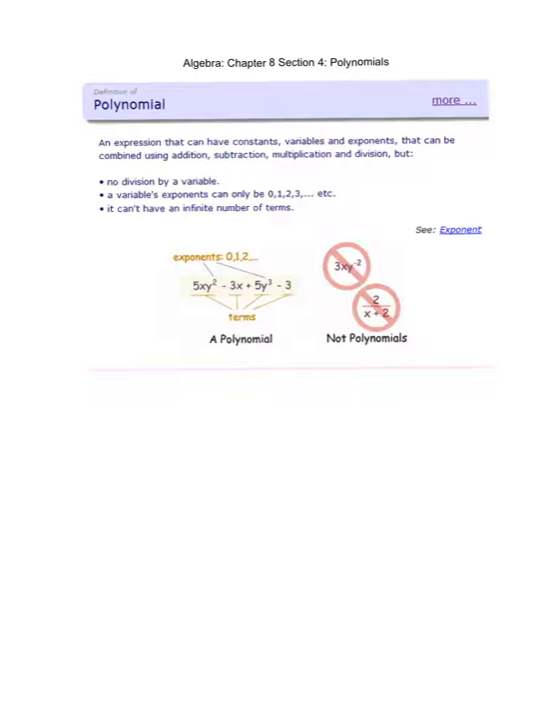All right, so that was a monomial. Now, a polynomial has more than one term. It's an expression that has constants, variables, and exponents. You can have addition, subtraction, multiplication, and division, but you cannot divide by a variable. Remember, that's what we were saying with monomial. You cannot divide by a variable. Also, your variable exponents can only be positive integers. They cannot be negative. They cannot be fractions.